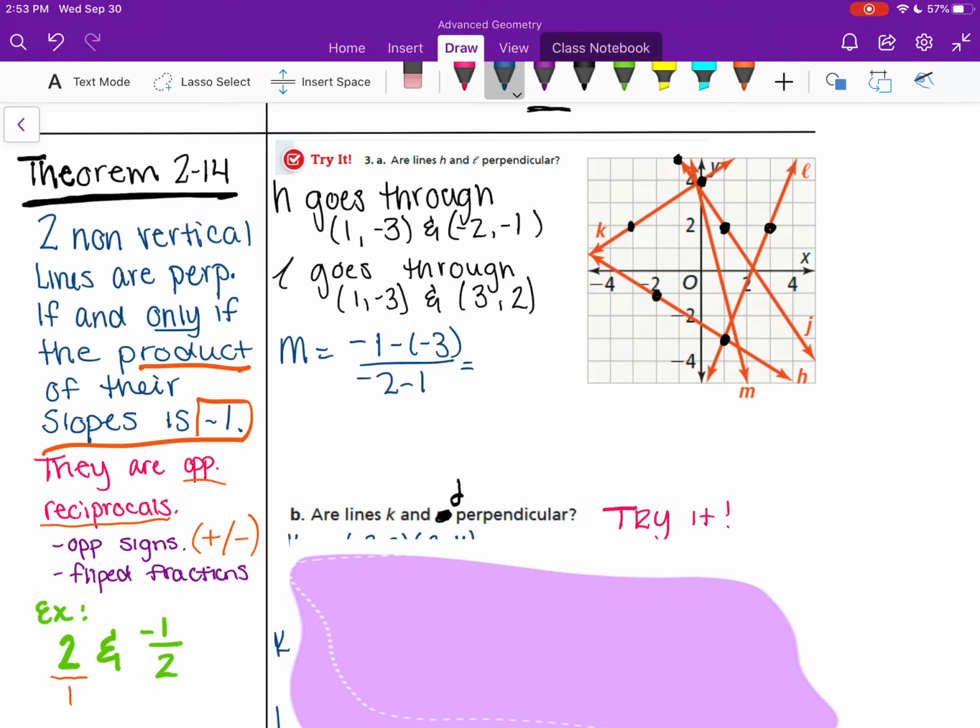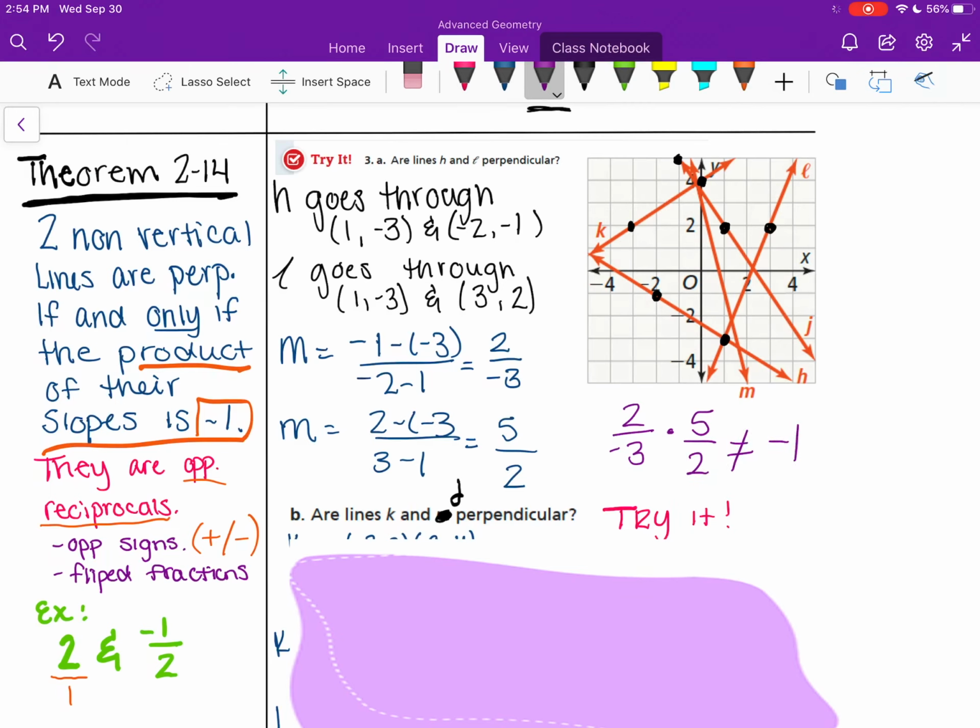The slope of the first line is 2 over negative 3, because negative 1 minus negative 3 is 2, and negative 2 minus 1 is negative 3. All right, the slope of the second line is 2 minus negative 3 over 3 minus 1. And 2 minus negative 3 is 5, and 3 minus 1 is 2. What we can see is that these aren't opposite reciprocals, but let's prove it. 2 over negative 3 times 5/2 does not equal negative 1. They are not perpendicular.